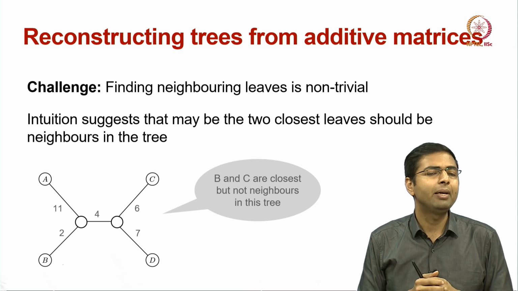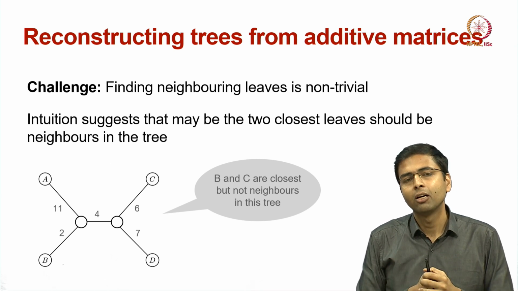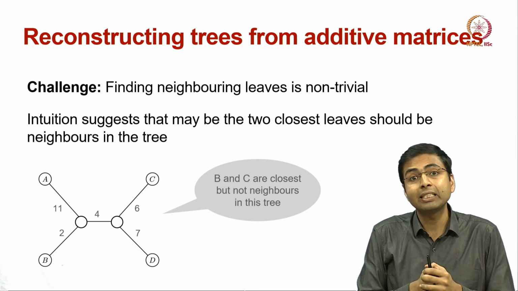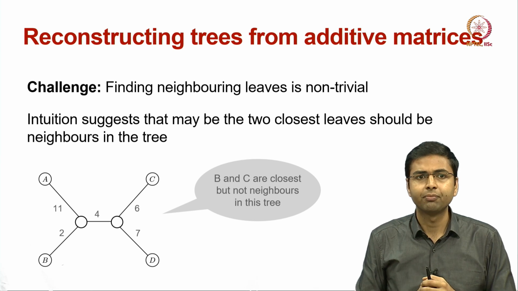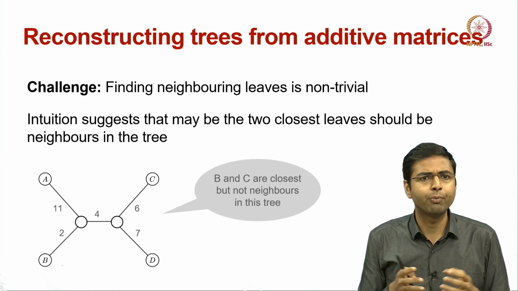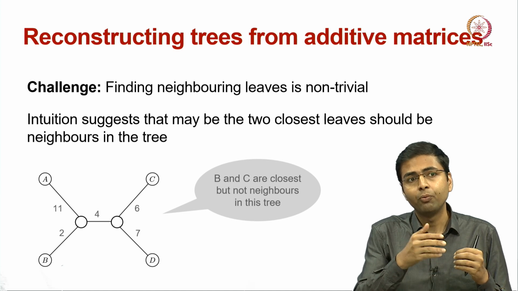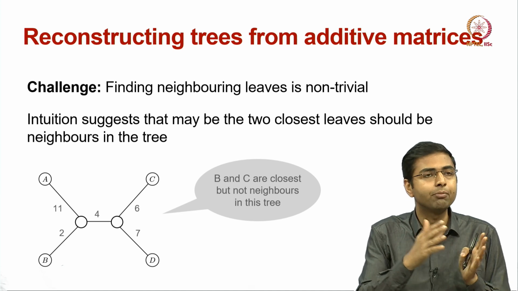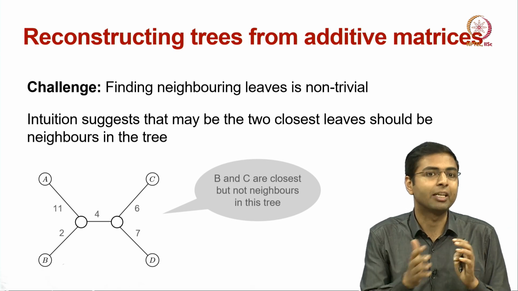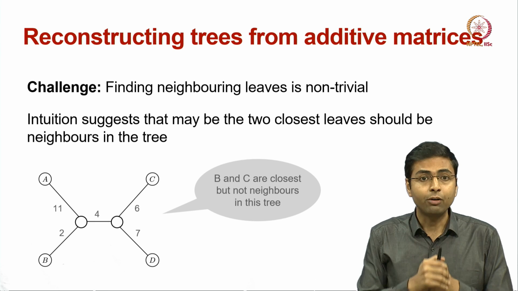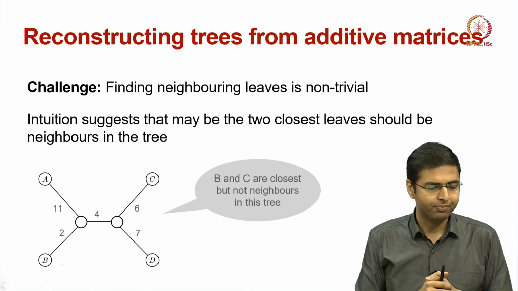Now, you may think, why should finding neighboring leaves be challenging? Maybe we can just look for the 2 closest leaves in the matrix, and those should be neighbors in the tree, which is fairly intuitive, because the 2 objects which have the shortest or minimum distance between them should be located next to each other in the tree. But unfortunately, that is not always true. So, here is a counterexample shown here.